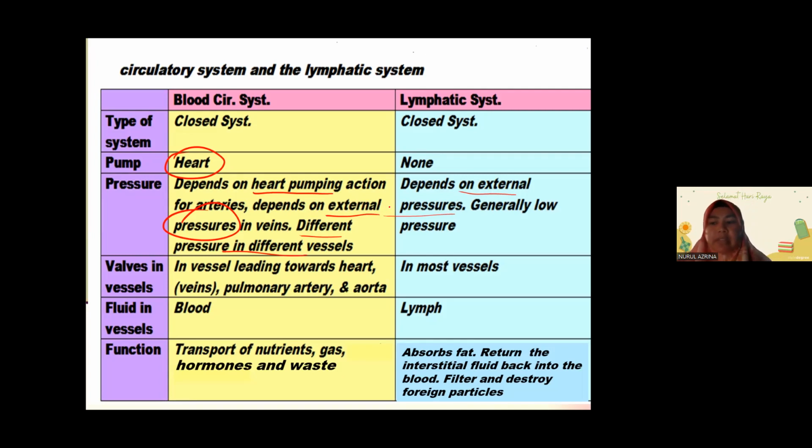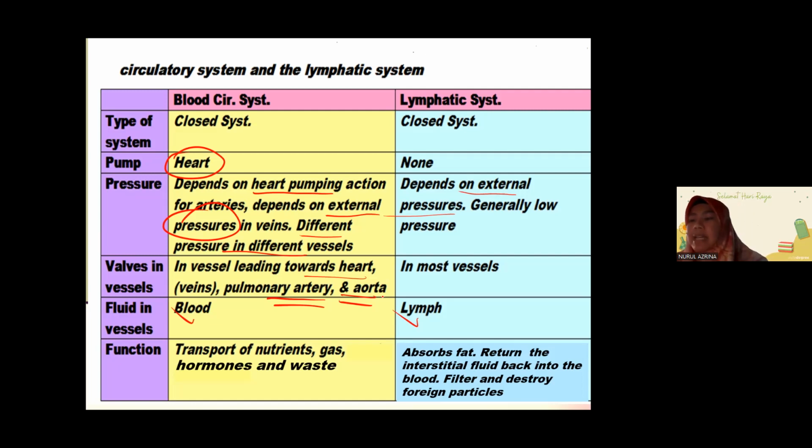Next, valves in the vessel. For the blood circulatory system, there are valves in the blood vessels leading towards the heart, which are veins, and also valves that can be found in the pulmonary artery and aorta. But the lymphatic system has valves in most of the lymphatic vessels. The fluid in the blood circulatory system we call blood, and the fluid in the lymphatic system we call lymph. In terms of function, the blood circulatory system has various functions which we have discussed earlier, mainly to transport gases, nutrients, waste, and hormones, and help in the balance of fluid.